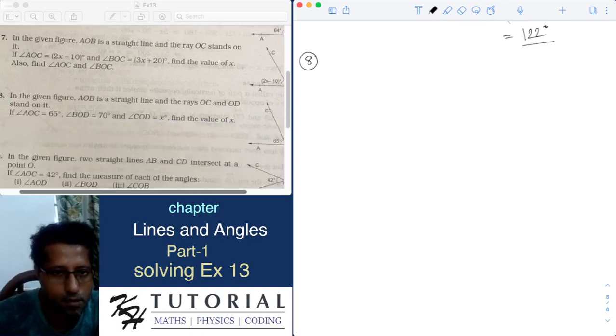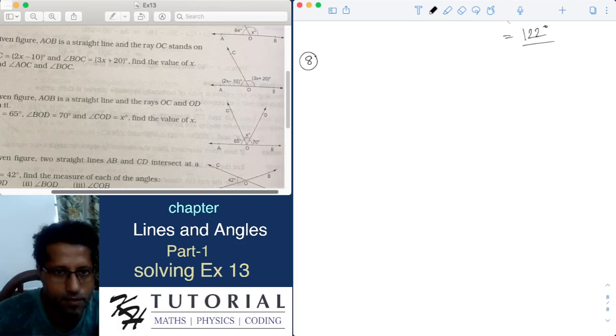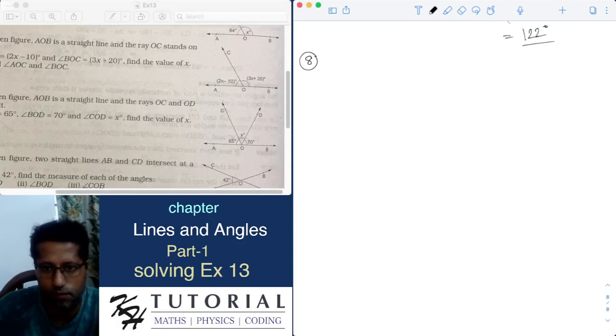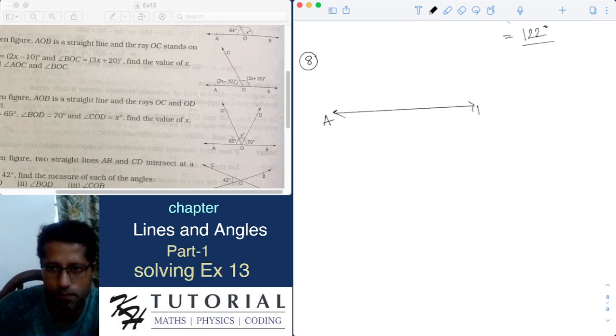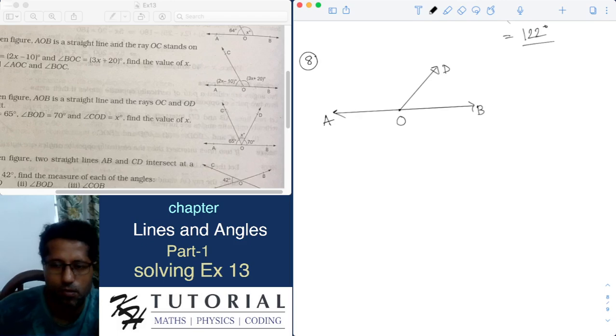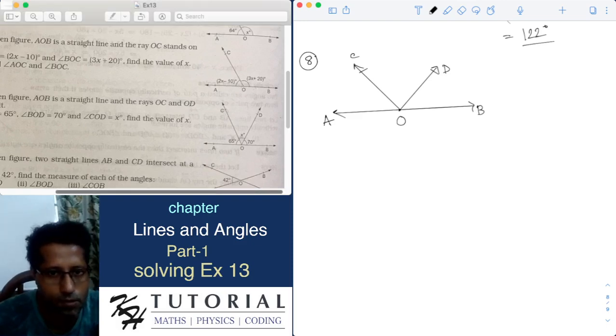Problem number 8 says in the given figure, AOB is a straight line and rays OC and OD stand on it. Okay, let's draw the figure first. We have the line AB, and there is a point O on the line, and we have rays OD and OC falling on the line AB. Now it is given that the rays OC and OD stand on it.